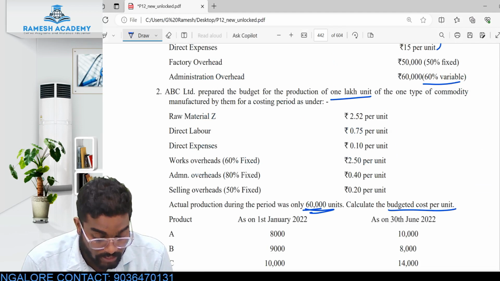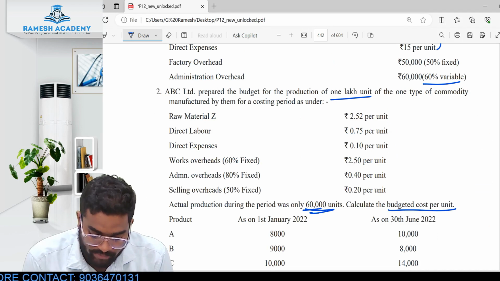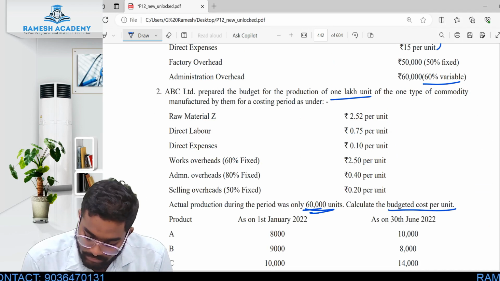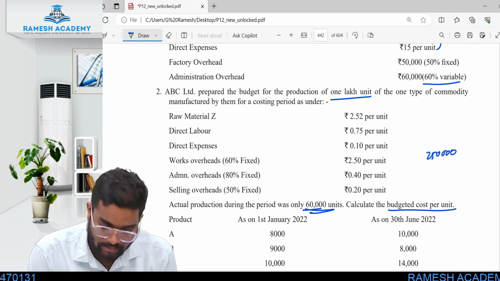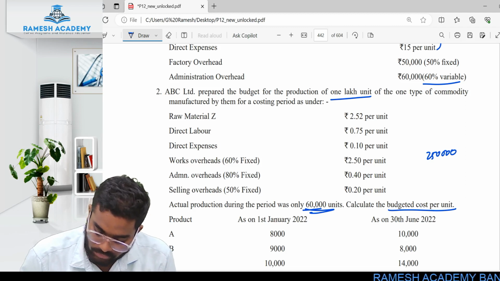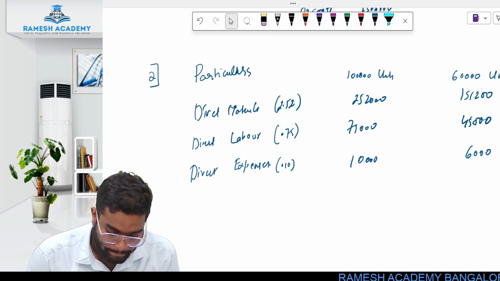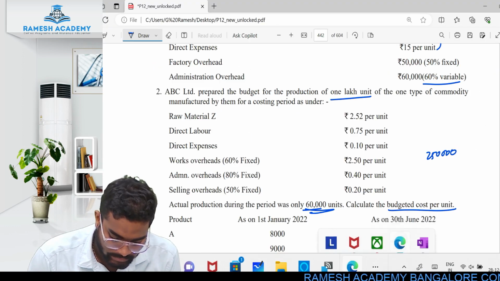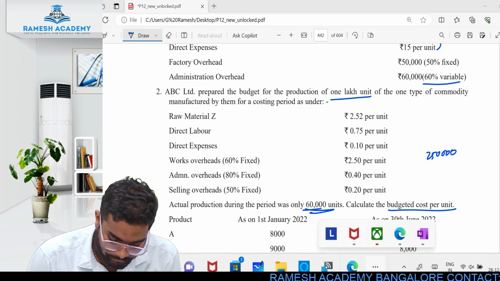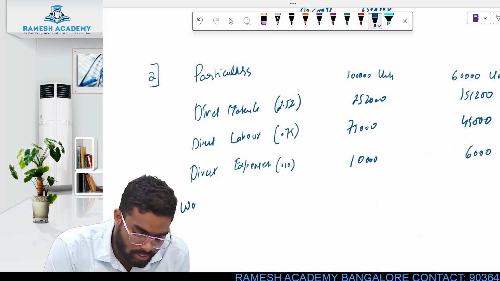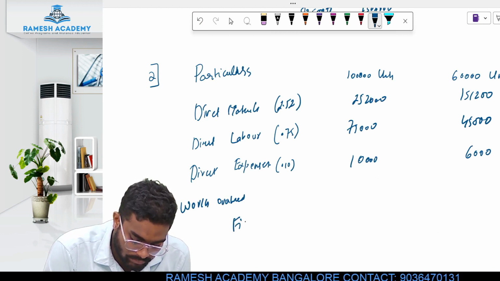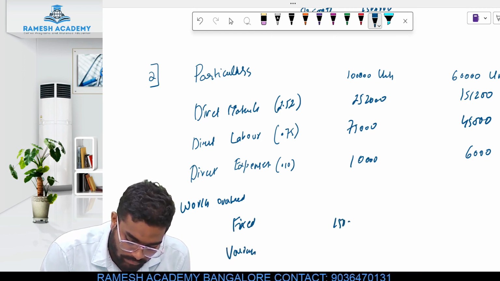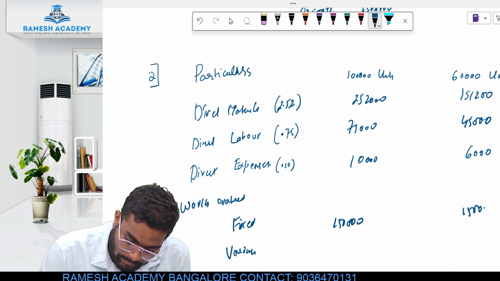Next we have works overhead, which is 60% fixed, that is 2.5 per unit. So 2.5 into 1 lakh units is 2,50,000. In that 2,50,000, 60% is fixed, so 1,50,000 is fixed. Works overhead, factory overhead, all are same. Works overhead we have two types, one is fixed, one is variable. So fixed is 1,50,000.